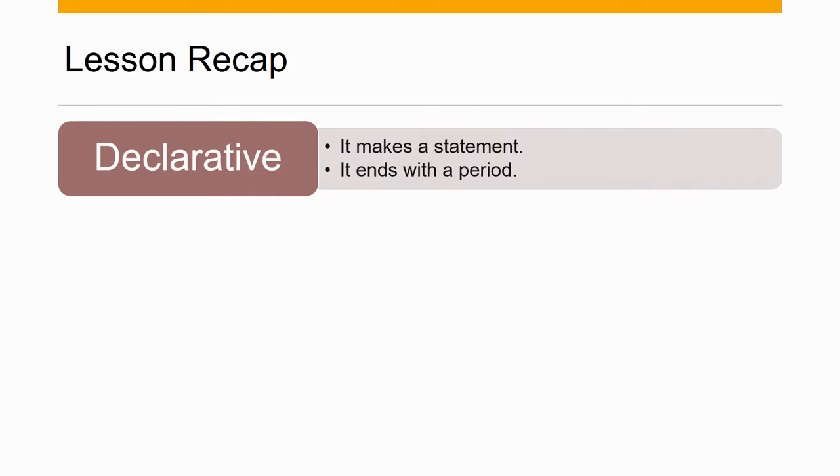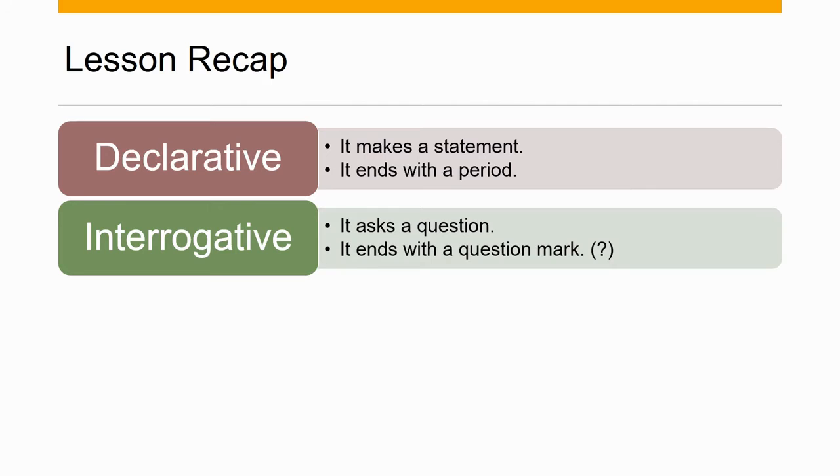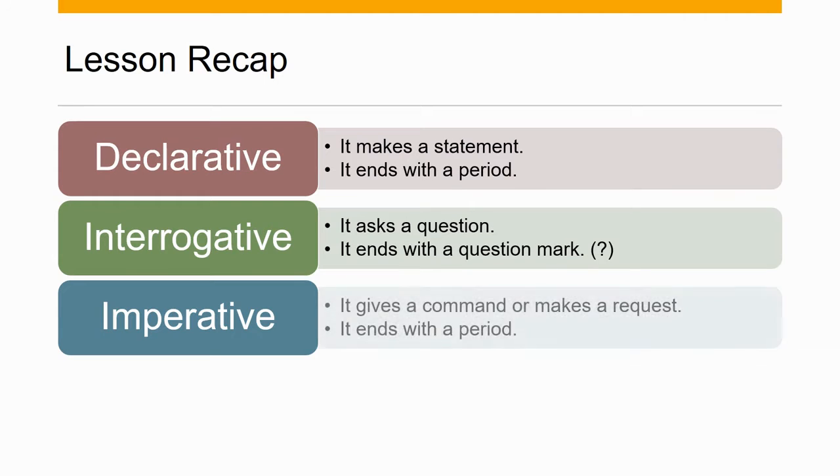Declarative. Let's read together. Say that word for me again. Declarative. It makes a statement. It ends with a period. Interrogative. It asks a question. It ends with a question mark. What's that word, boys and girls? Yes, the word is imperative. It gives a command or makes a request. It ends with a period.